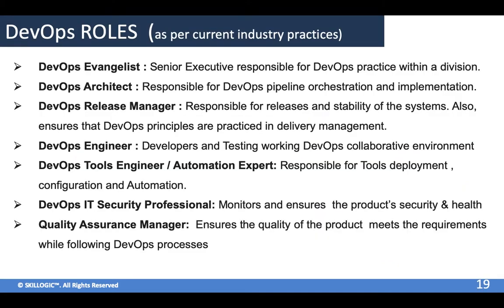Roles in DevOps. These are the roles as per the industry practices. We have DevOps evangelists, senior executives responsible for DevOps practice within a division. DevOps architect, responsible for DevOps pipeline orchestration and implementation, who takes care of the entire DevOps end-to-end design, the architecture of the DevOps solution, the DevOps practice.